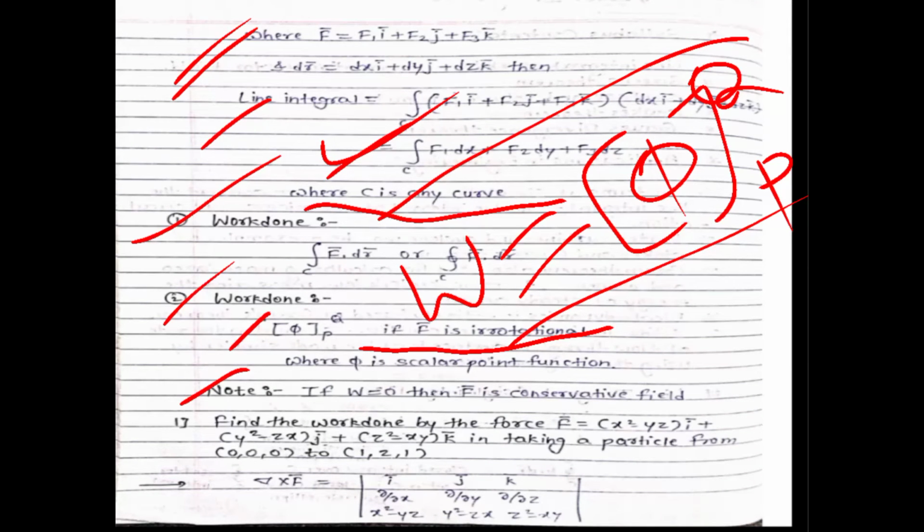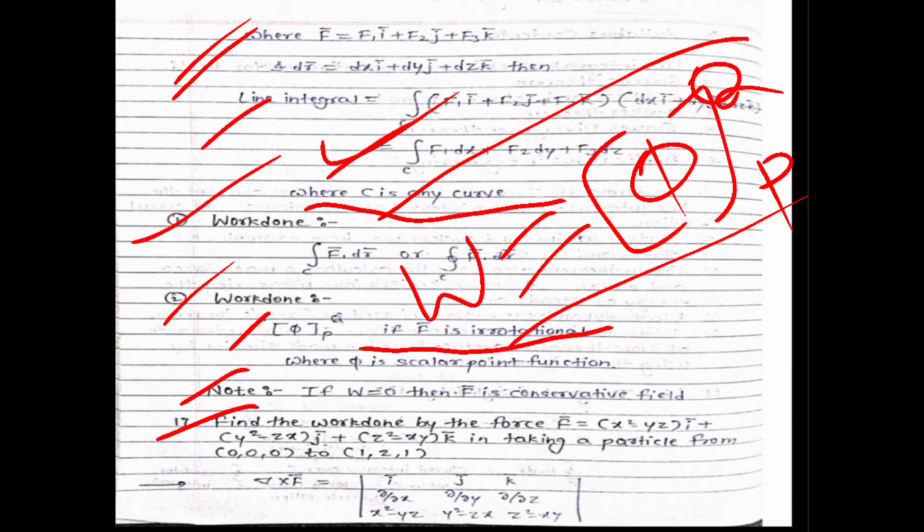Now the important note is that if W is equal to 0, that is work done is equal to 0, then the given vector field is a conservative field. If in the problem it is mentioned that the given vector field is conservative, then your work done will always be equal to 0. So let us start with the first problem. Find the work done by the force F bar is equal to (x square minus yz) i bar plus (y square minus zx) j bar plus (z square minus xy) k bar in taking a particle from points 0 0 0 to 1 1 1.